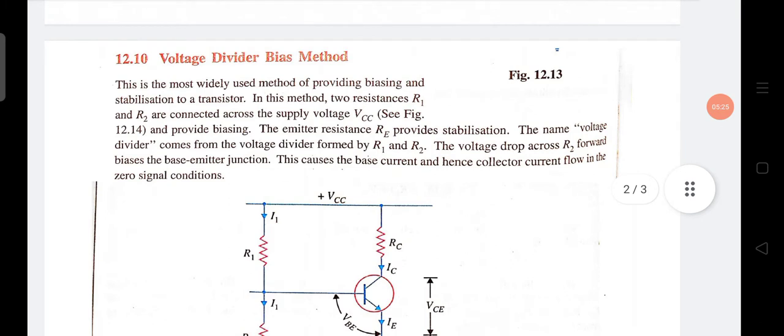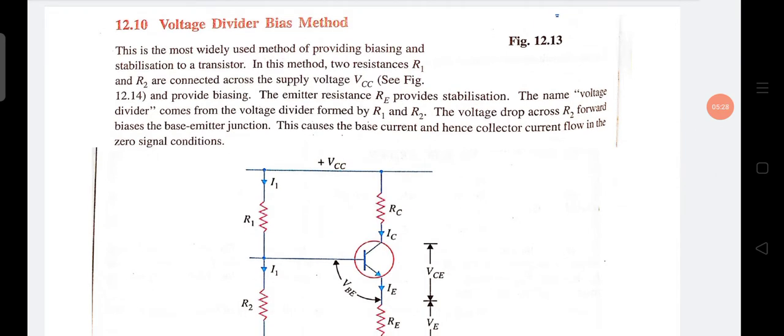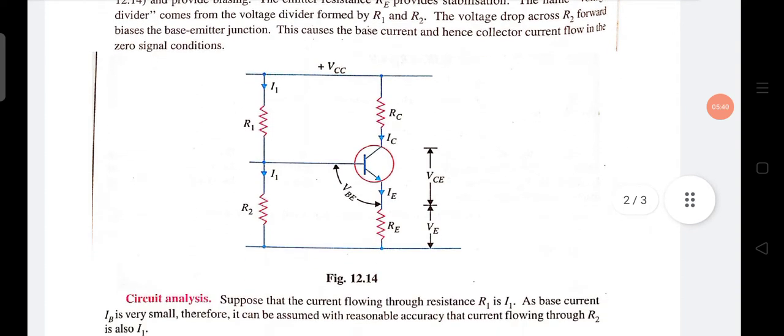Now the last method, which is very often used, is called the voltage divider bias method. In this method, there are two resistors connected between the base and VCC. The first resistor is connected between the base and the positive VCC, and the second resistor is connected between the base and the ground, or negative end of the VCC. There is also an emitter resistance RE.